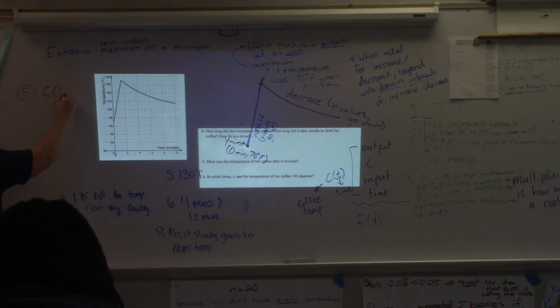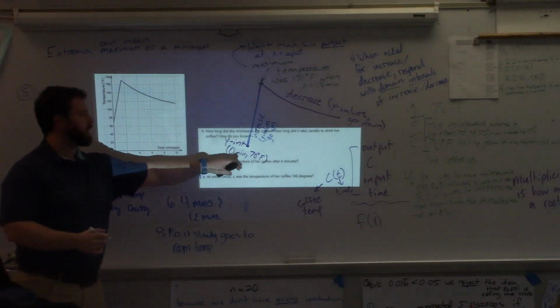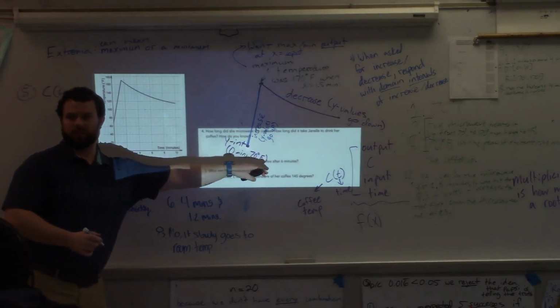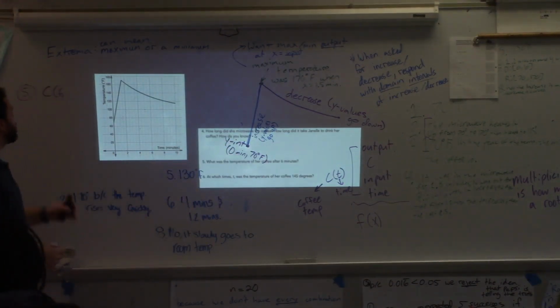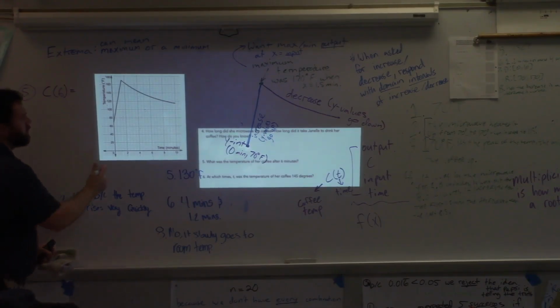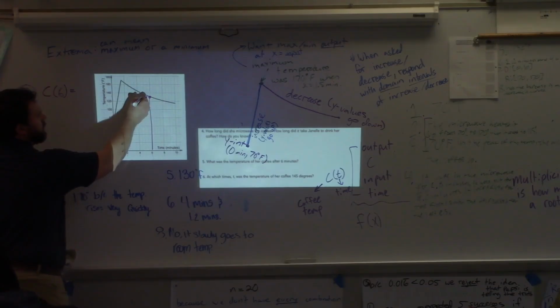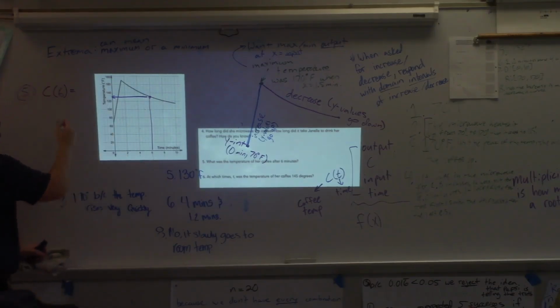Say again, William? Temperature. 6, thank you. Guys, in number 5, it says, what was the temperature after what? 6 minutes. C of 6. So C of 6. What does C of 6 equal? 130? So when the input is 6, the output is 130?